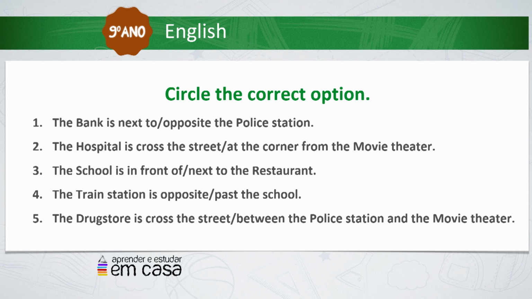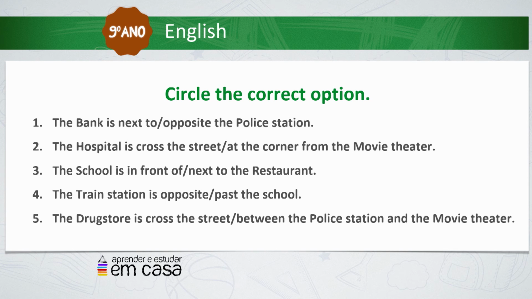Sentence number 3. The school is in front of or next to the restaurant. Once again, look at the map, see the sentence, read the sentence, and say which one is the correct option. Circle the correct option. Sentence number 4. The train station is opposite or past the school. Once again, you have to do the same thing. Read the sentences, look at the map, and circle the correct option.